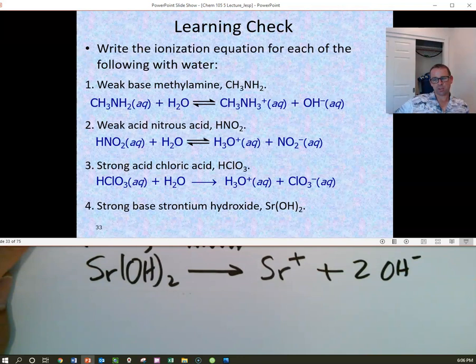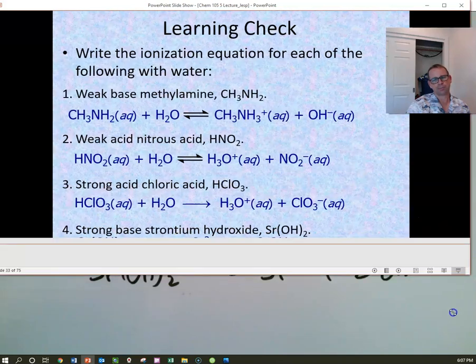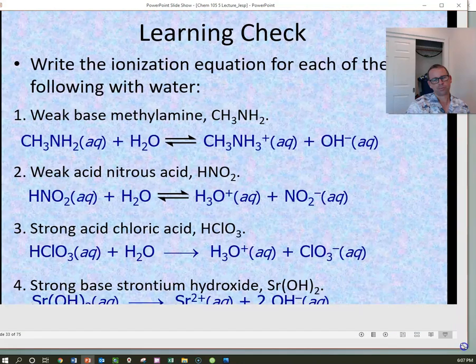And then we're missing, we would have to have a charge of +2 on the strontium, right? Because strontium is a +2 ion. Okay, very good, got it. So this slide here shows us the dissociation of a weak base, a weak acid, a strong acid, and a strong base.